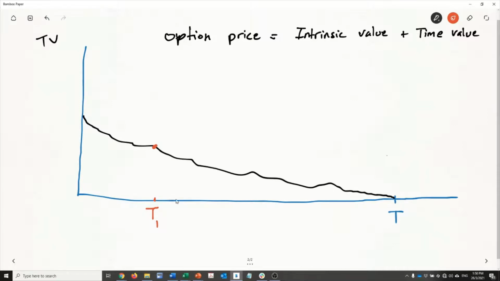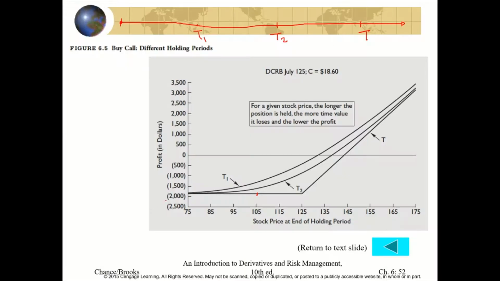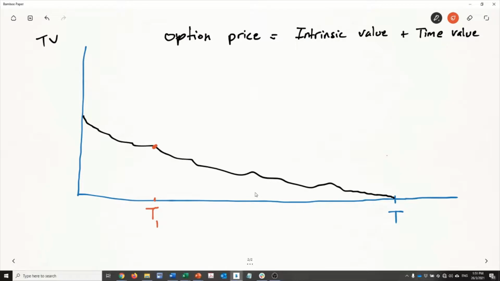When I receive the time value part, assuming that the intrinsic value did not change, I receive a high part of the time value. That's why the profit will be the highest when we exit at time t1, because I retrieved most or a big part of the time value I paid initially. If we waited until time t2, the time value is not 0, but it's lower than the time value that I will realize at time t1.